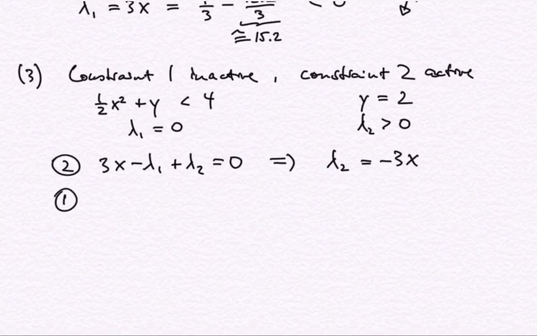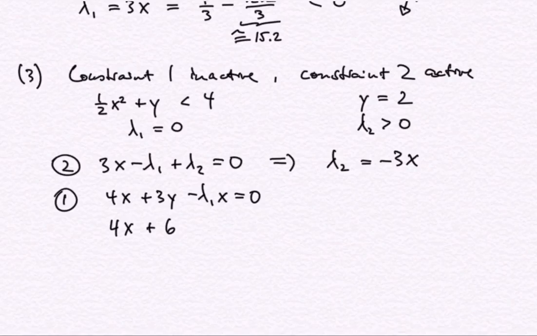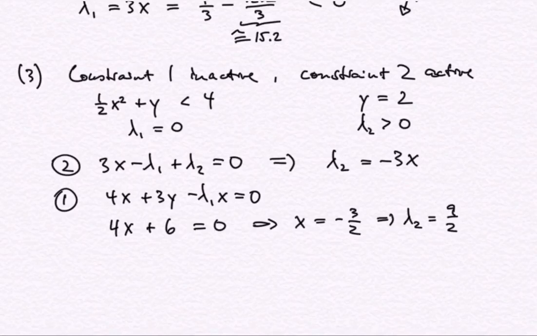I go into condition 1, which reads that 4x plus 3y minus lambda 1 x is equal to 0. Now lambda 1 is equal to 0, so I get that 4x plus 3y, and y is equal to 2 because the constraint is active, so plus 6 is equal to 0, and thus I get that x is equal to minus 3/2, and then I get that lambda 2, minus 3 times x, is equal to 9/2. This is positive, which is good news.